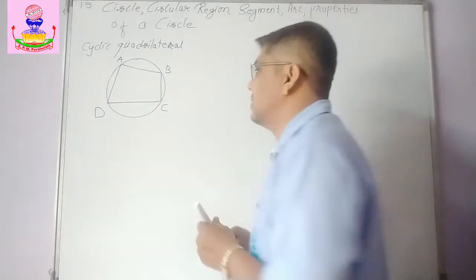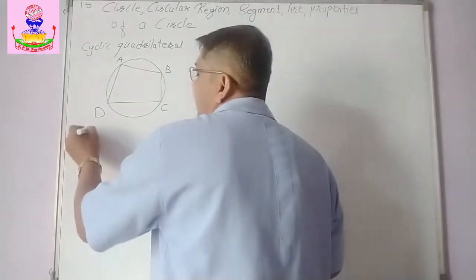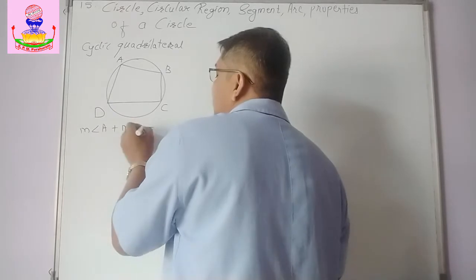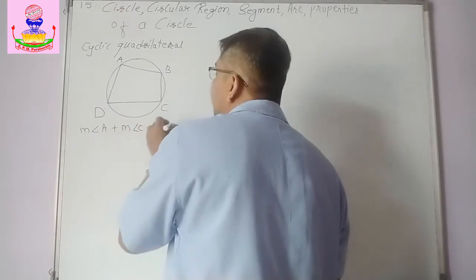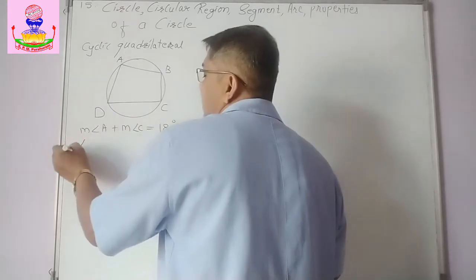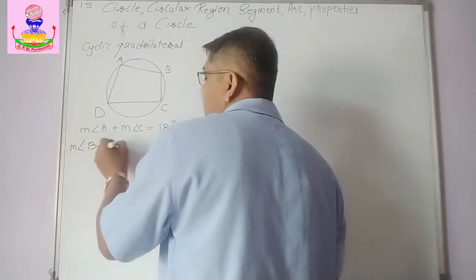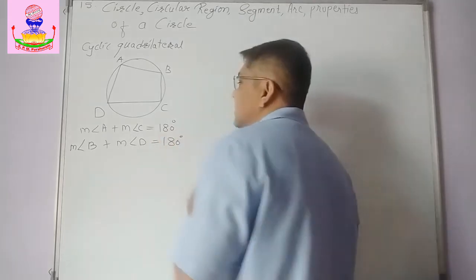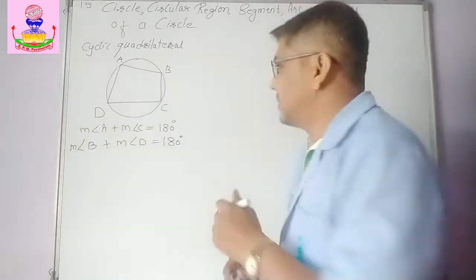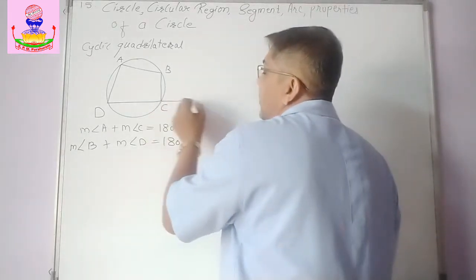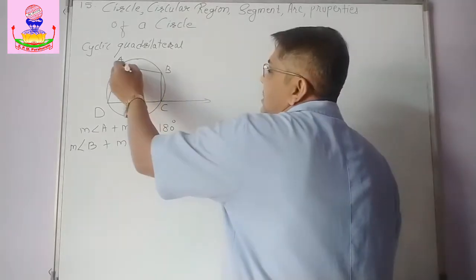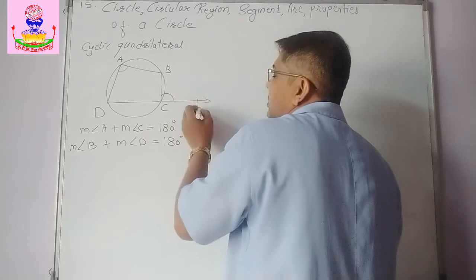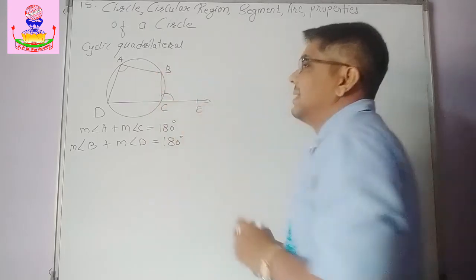What is the speciality of this? Opposite angles are supplementary. So the measure of angle A plus the measure of angle C should be equal to 180 degrees. And the measure of angle B plus the measure of angle D is also equal to 180 degrees. One more property, keep this in mind. If I extend this, suppose this is BCE. This is the exterior angle.